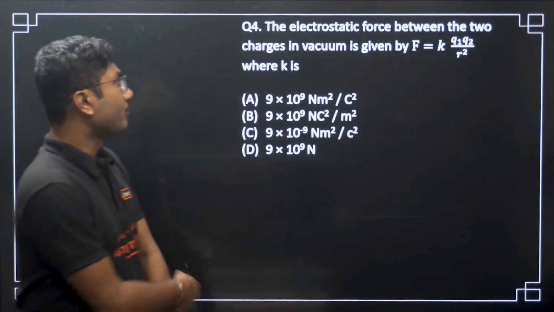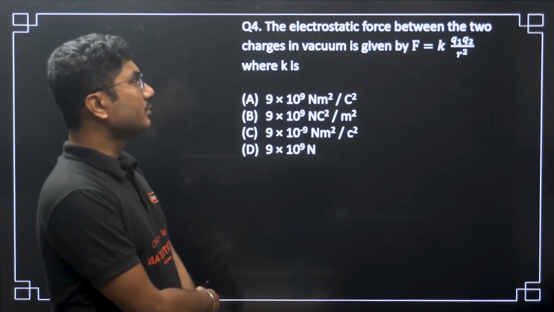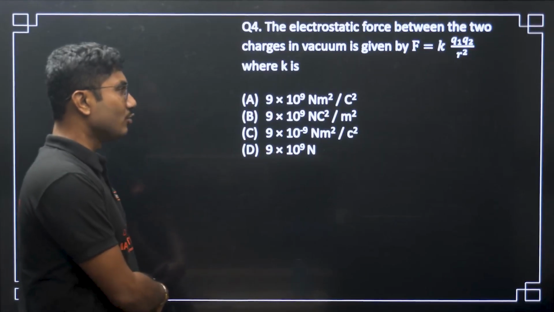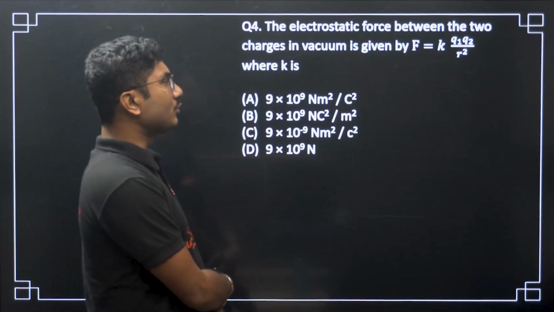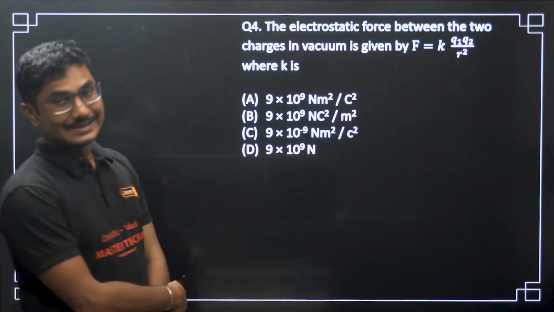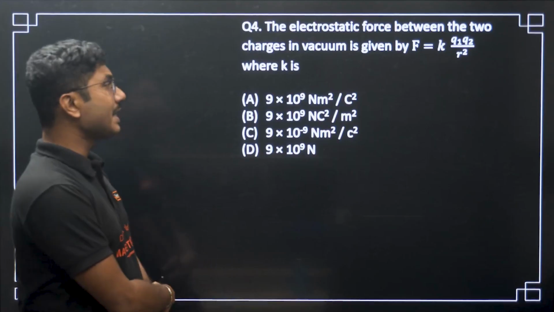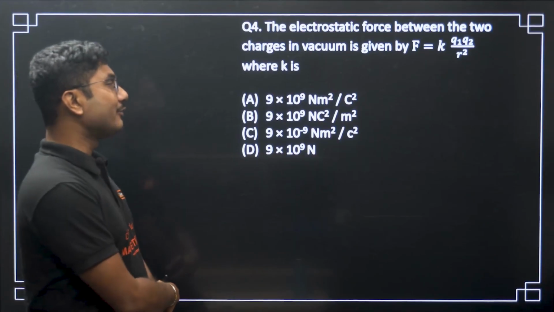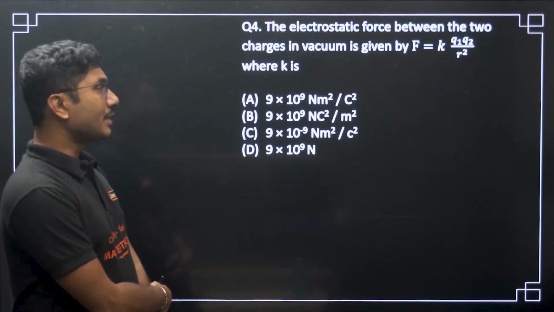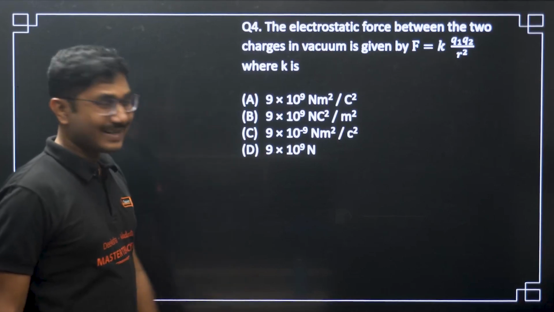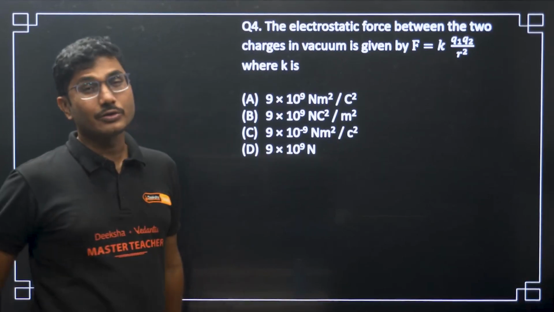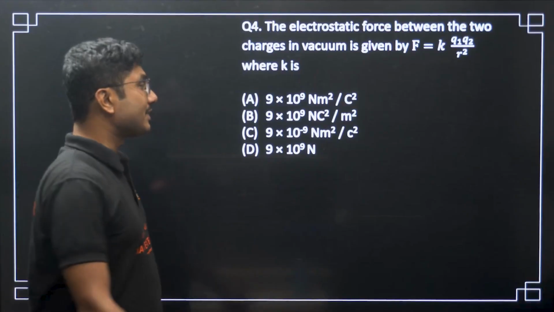Now question number 4, the electrostatic force between two charges in vacuum is given by F is equal to k into q1 q2 by r square, where k is called Coulomb's constant and its value is 9 into 10 to the power of 9 Newton meter square per Coulomb square. So basically you have to identify the correct unit. In this case also, if you are confused, you can check the options.